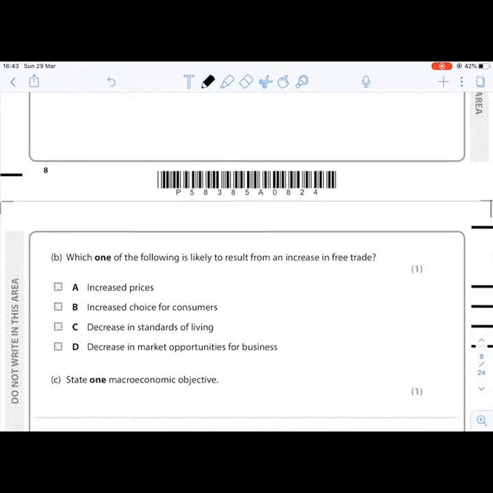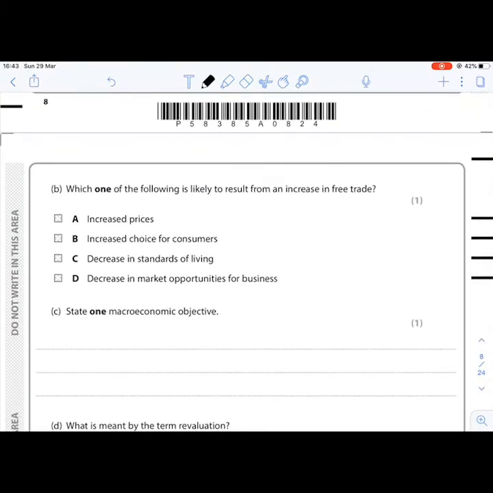Next question. Which one of the following is likely to result from an increase in free trade? Now, free trade is all about firms paying farmers the correct money. The farmers, for growing things like cocoa beans, are not exploited. They receive a fair salary for doing so. They receive a fair trade.